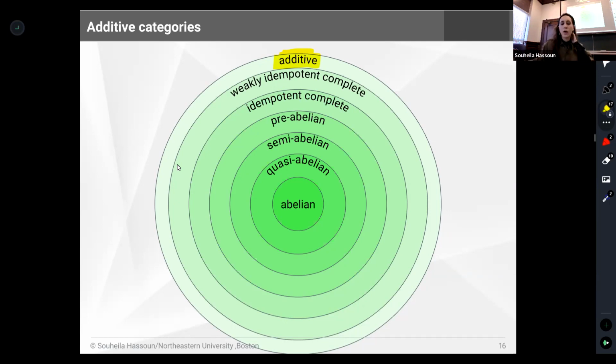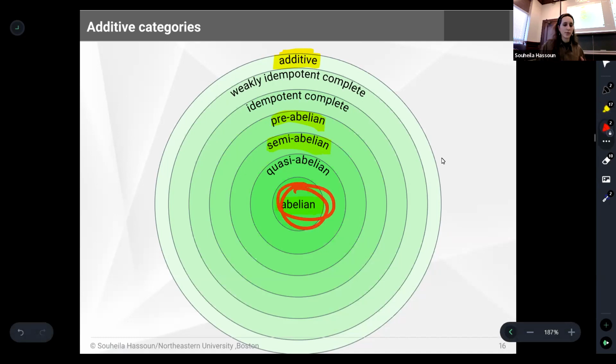For example, is it weakly idempotent complete? Is it pre-abelian? Pre-abelian is a category that has all kernels and co-kernels. Is it, for example, semi-abelian, like the category of groups? Abelian groups is abelian, but just groups is semi-abelian. Is it quasi-abelian, etc. So here we go from a particular case, which is a very good one, to the more general case.